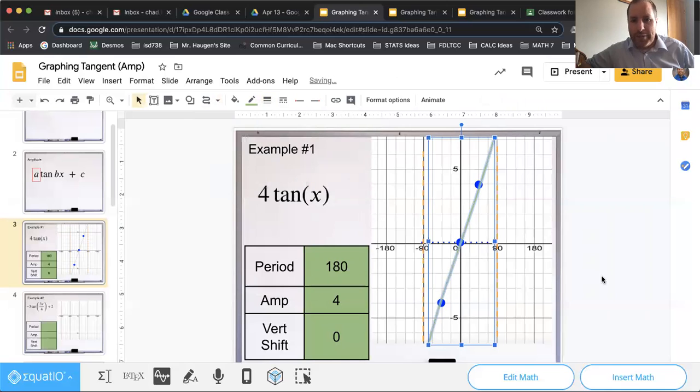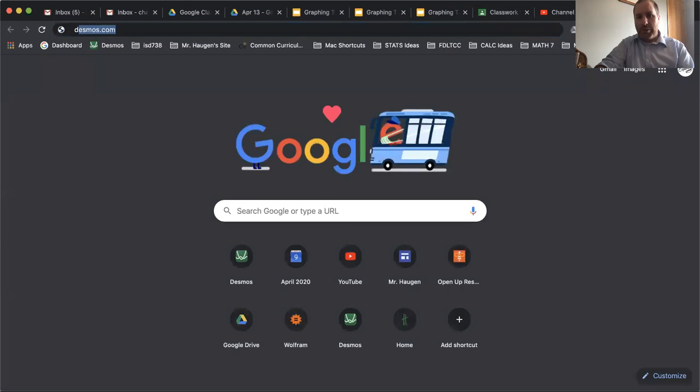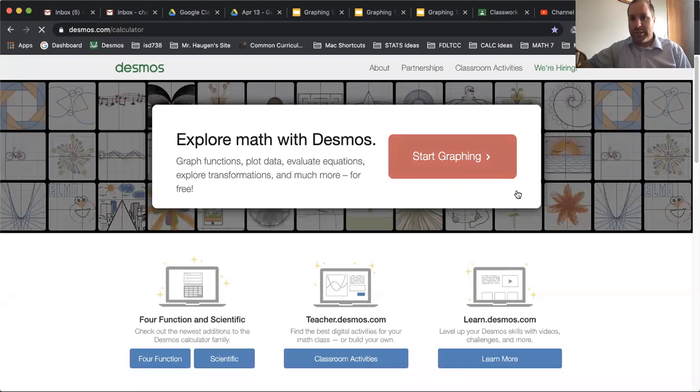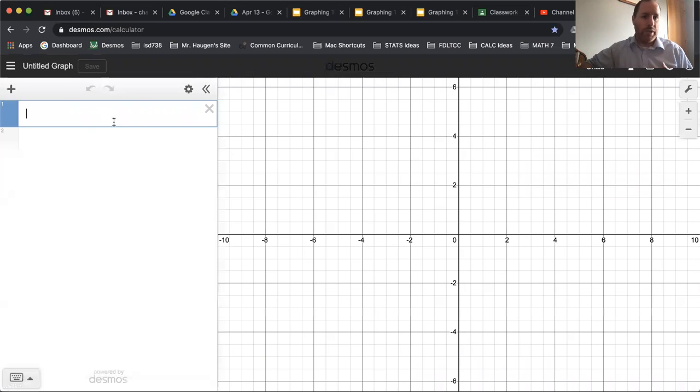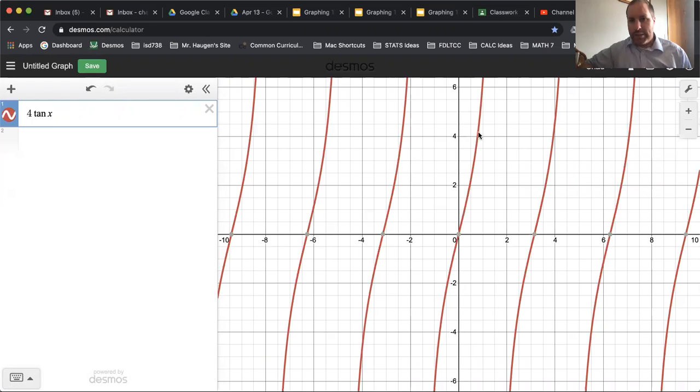And again, if I want to make sure that this is actually what the graph looks like, you can always go to Desmos just to double check yourself as well if you're wanting to see what that looks like for 4 tangent x, right? There's that piece. That's kind of what it's looking like. It's that stretch all the way out.